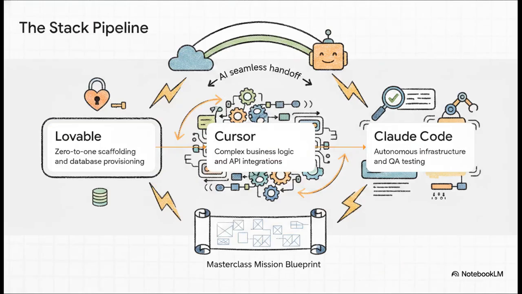Now, you simply cannot achieve this kind of crazy speed relying on just one isolated tool. The masterclass blueprint relies on the precise orchestration of a three-part framework they call the Interoperability Stack. Step 1 is Lovable, and that's for our 0-to-1 scaffolding. Step 2 is Cursor, where we're going to handle the complex business logic. And Step 3 is Claude Code, which steps in to act as our autonomous QA engineer for rigorous testing. It's really this seamless handoff between these three powerhouses that makes the whole magic happen.